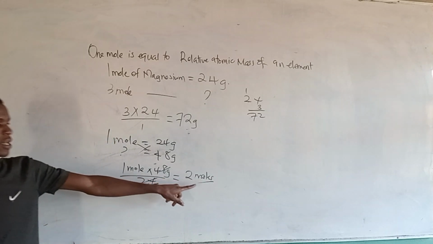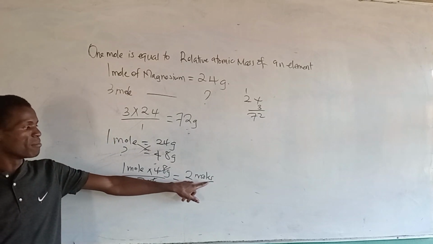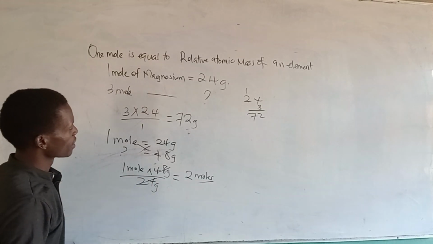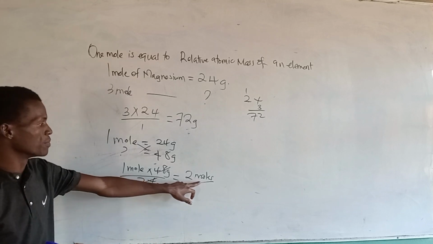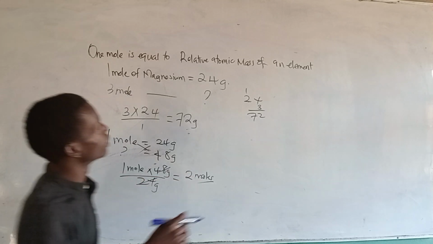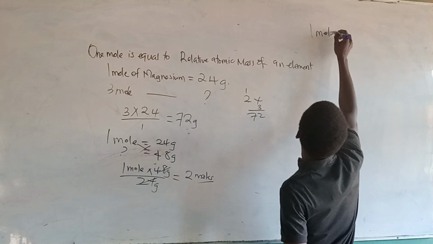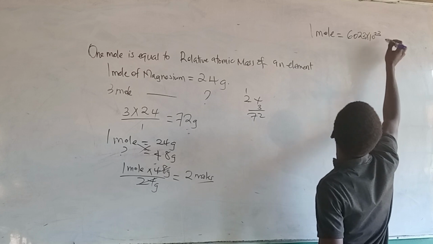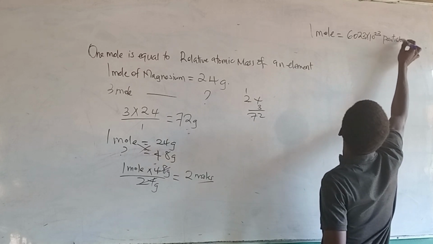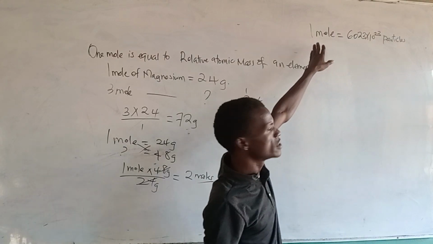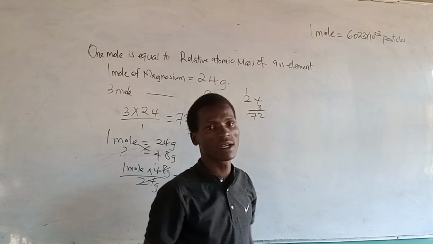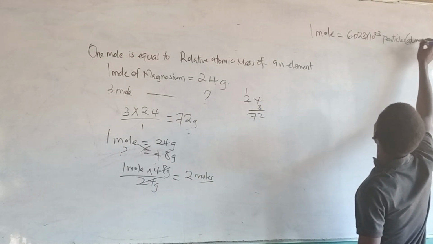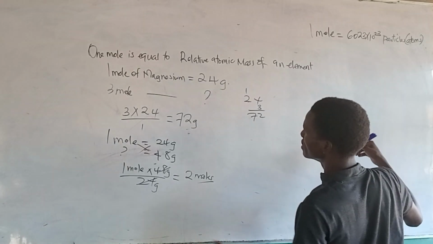So remember what we mentioned about moles. This is a quantitative term that represents a certain number of atoms. We said earlier that 1 mole is equivalent to 6.023 times 10 raised to power 23 particles. These particles are what we are referring to as atoms of elements and all that.